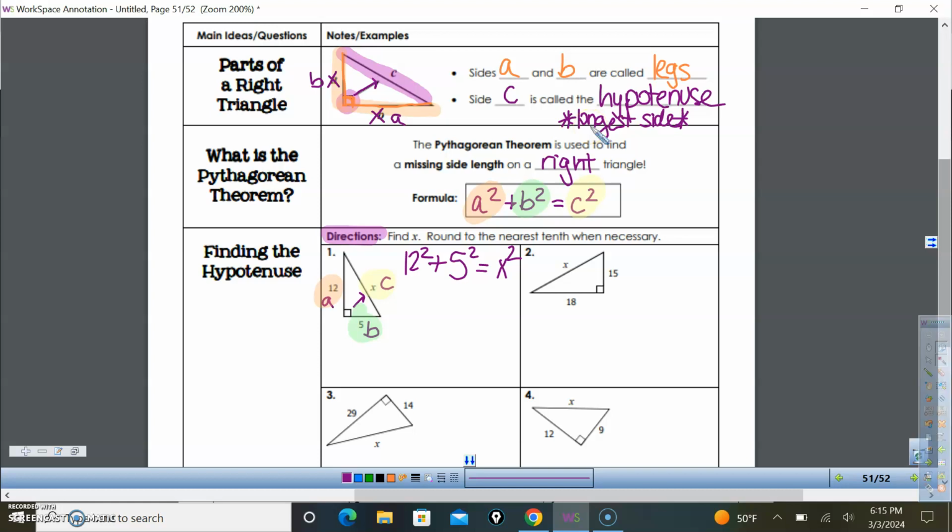From there, once you substitute those in, you're simply going to be solving or simplifying each of these here. So I'm going to go ahead, I'm going to raise 12 to the second power because I've got to follow that order of operations and do my exponent first. So 12 times 12 is 144 plus 5 times 5 is 25 equals x squared.